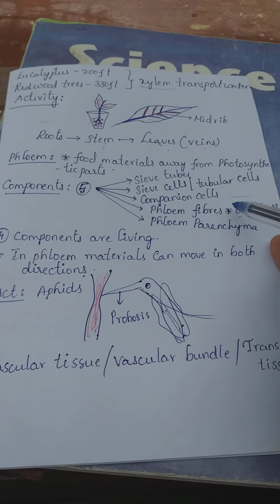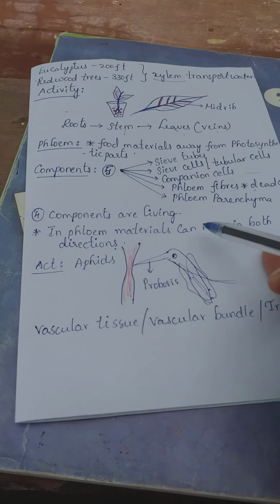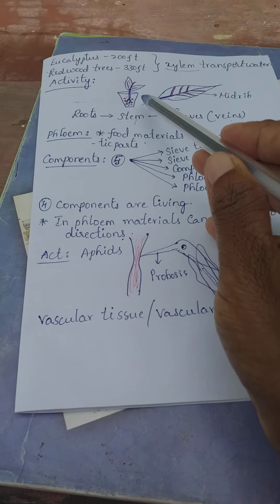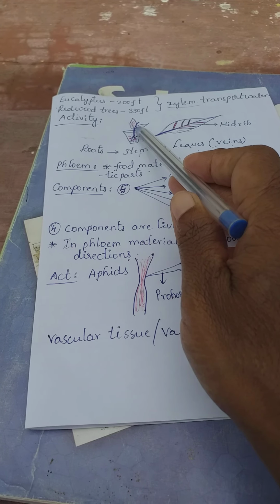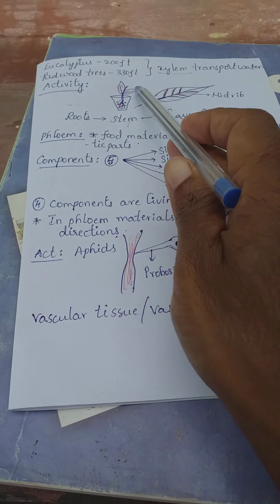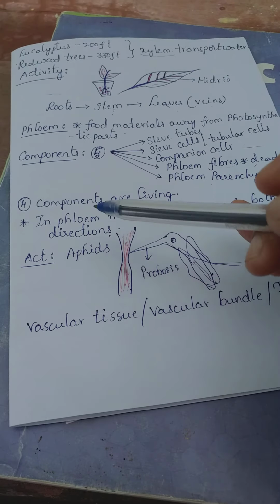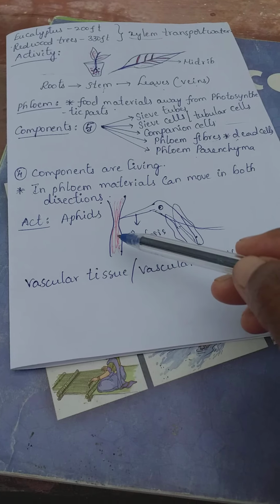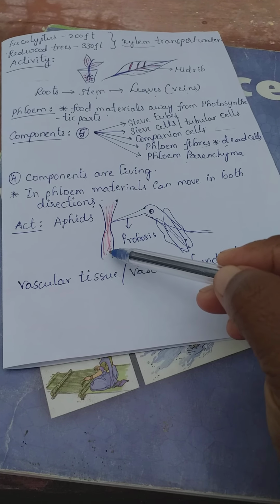So in phloem, materials can move both sides, I said, from the photosynthetic part to lower parts, from the stem to upper parts. Here there is one experiment which explains the importance of phloem to transport the food.